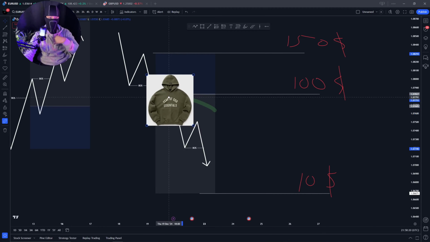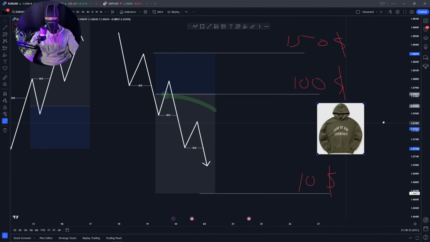I now have your hoodie. Is it my hoodie? No, I've just borrowed it from you. How much is it worth? $100. Cool, we're on the same page. What do I do? Straight away, as soon as I take that hoodie, I sell it. How much do I sell it for? What is it valued at? $100. So I will sell it for $100 and now the hoodie's out of the equation.